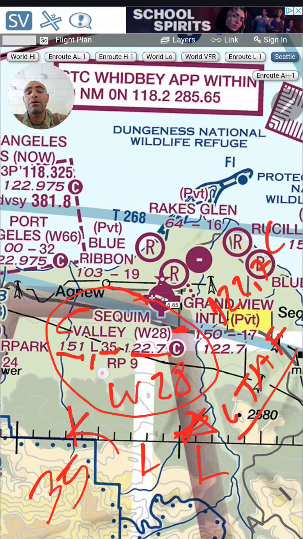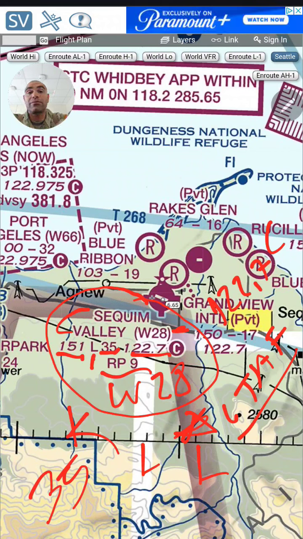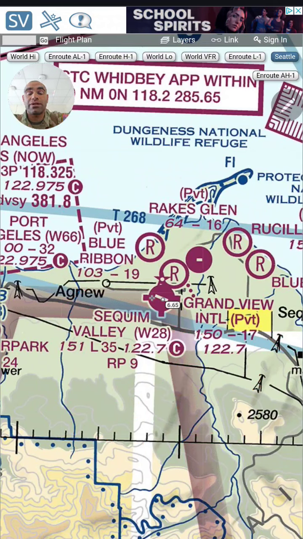RP stands for right pattern. Runway 09 is right pattern. That's what it means. So if I click the screen, in the United States, we always use left pattern.